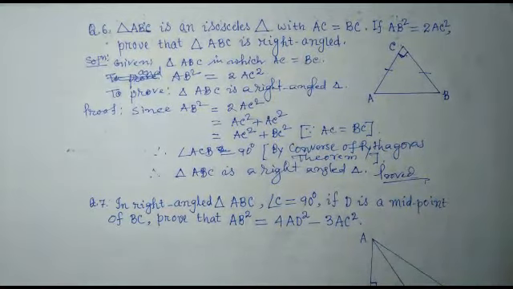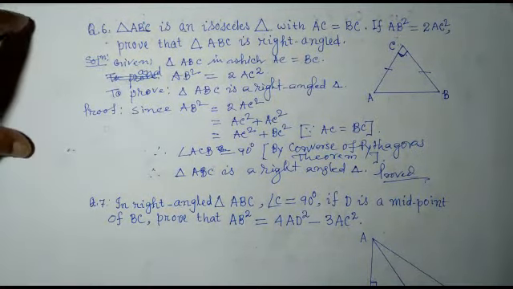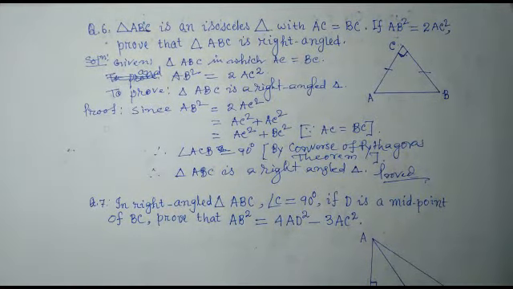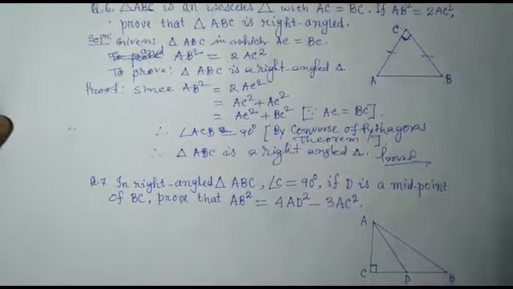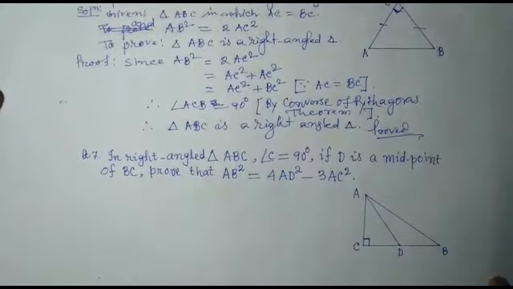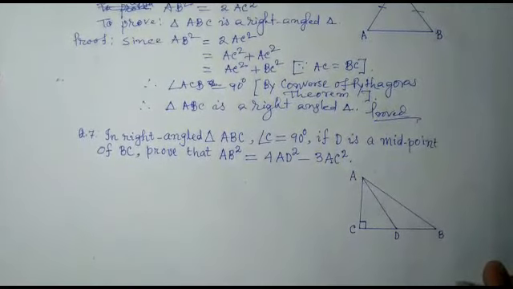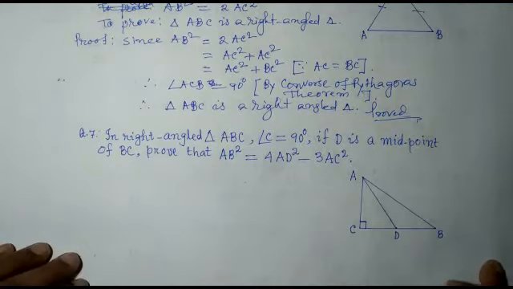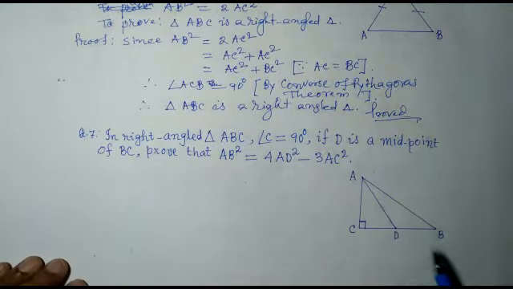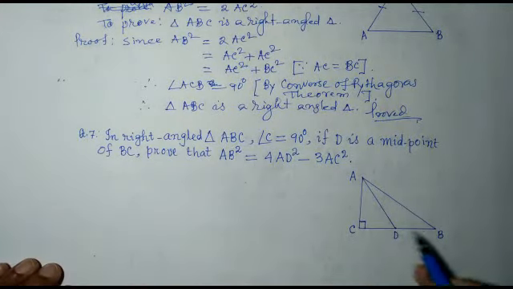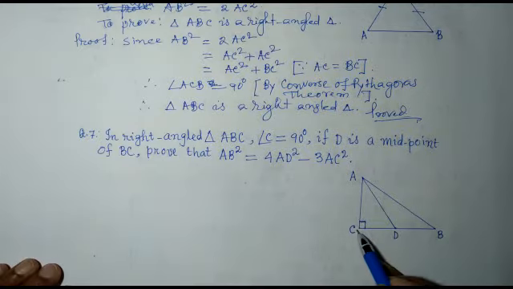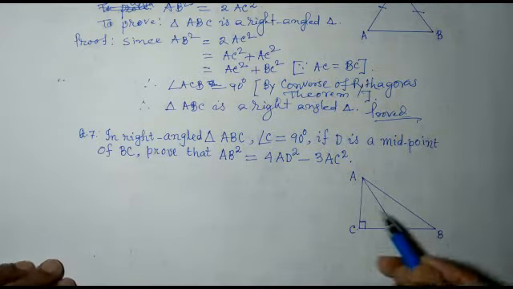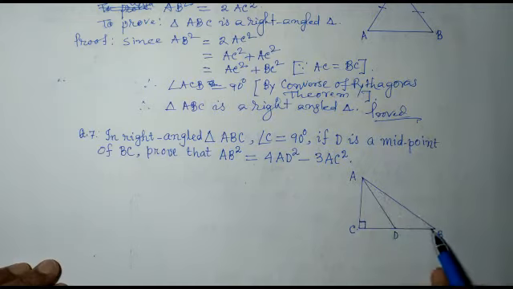And look at question number 7. In right angled triangle ABC, angle C is 90 degrees. This angle C is 90 degrees and D is the midpoint of this BC, given. Prove that AB square is equal to 4AD square minus 3AC square.